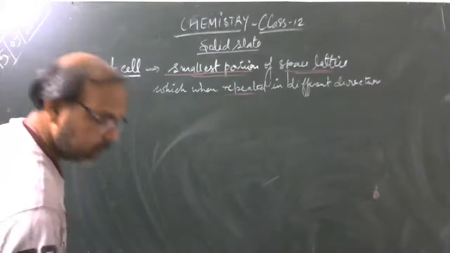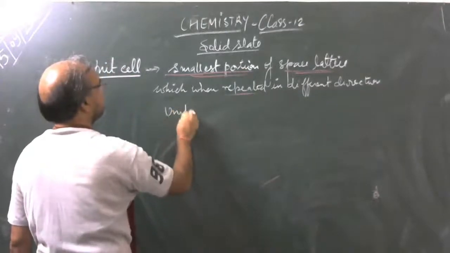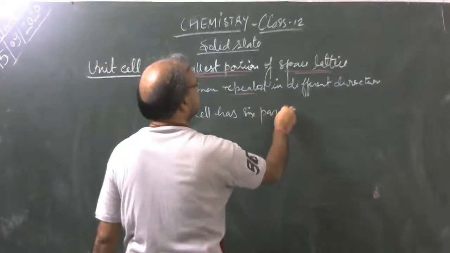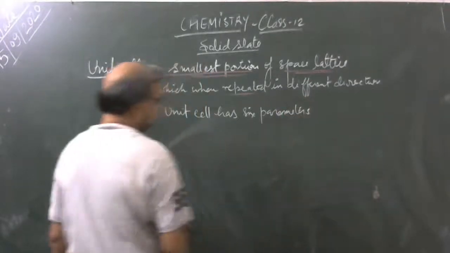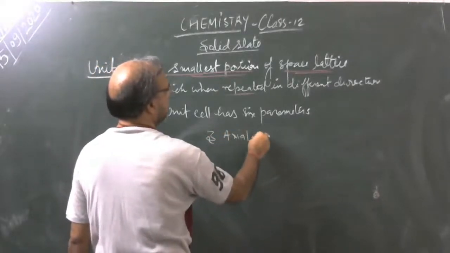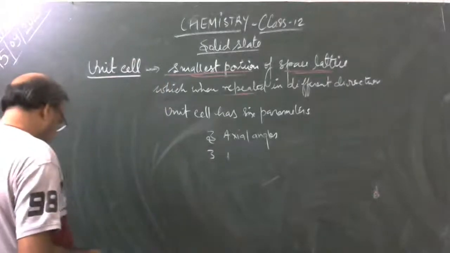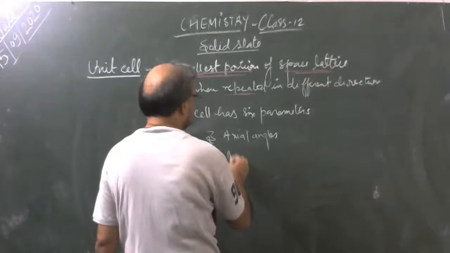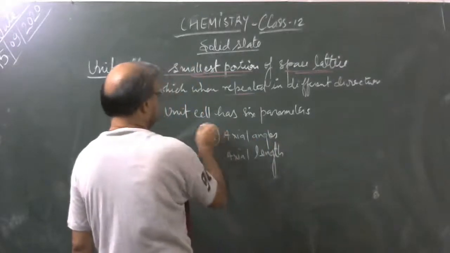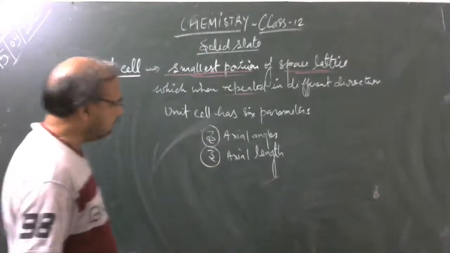So there are six parameters. Unit cell has six parameters. Six parameters means there are three axial angles and three axial lengths.